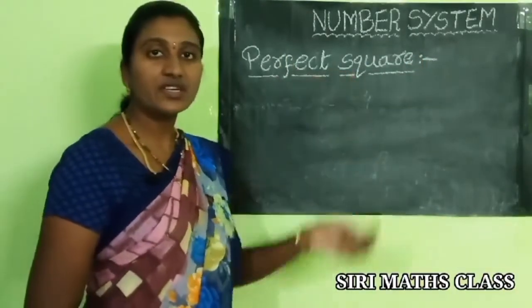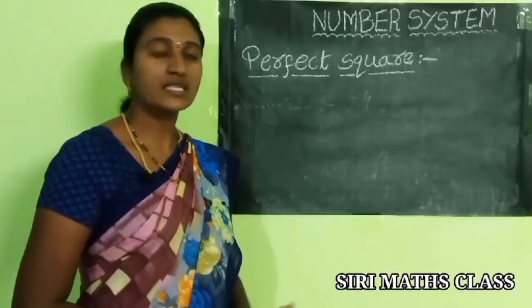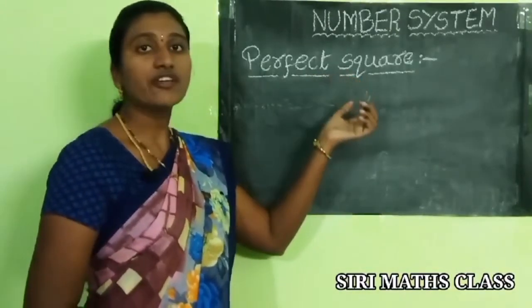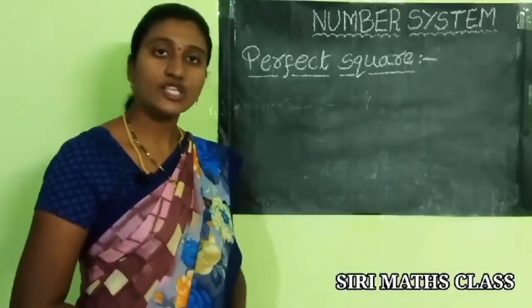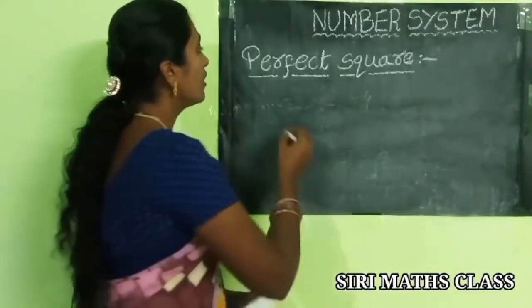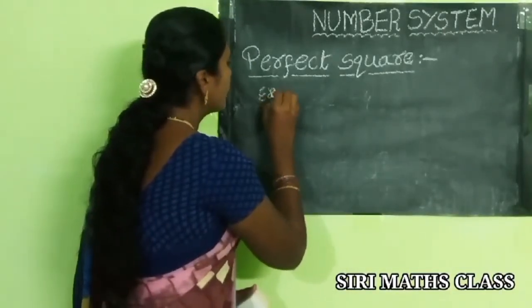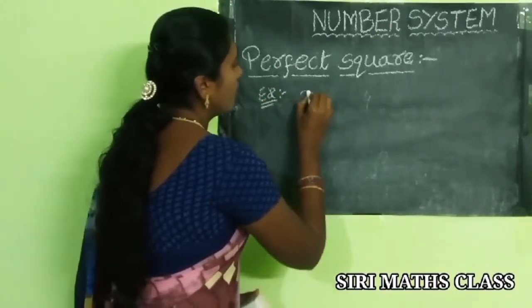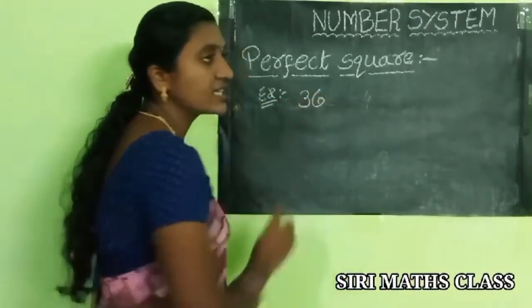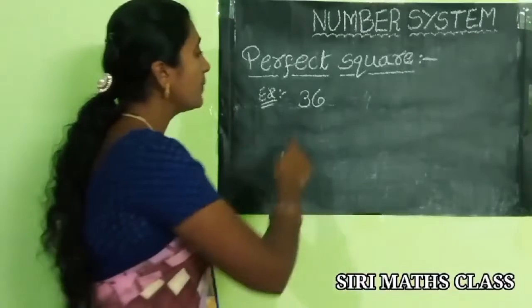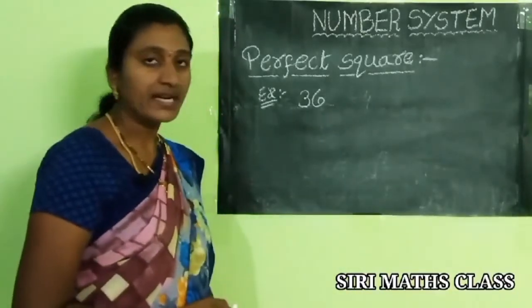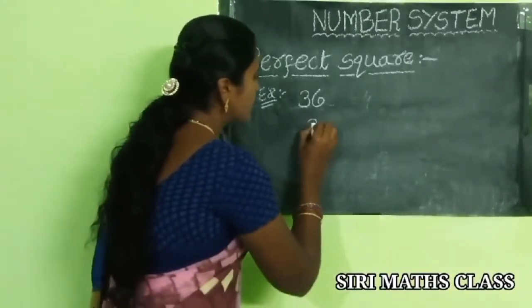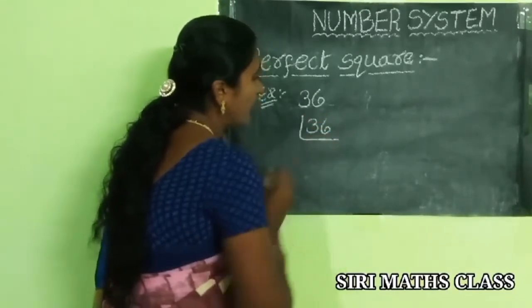Okay, what is a perfect square? A natural number is called a perfect square if it is the square of any natural number. See one example. Suppose I am taking the number 36. We can write it as prime factorization. 36 we can write as prime factors.